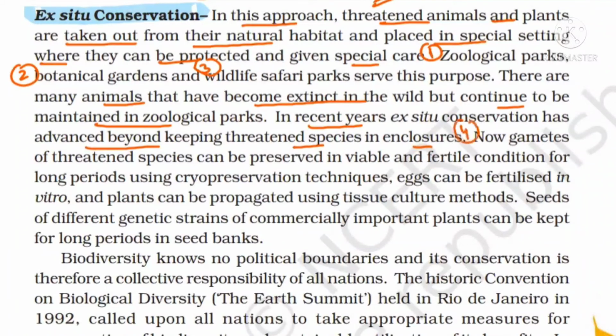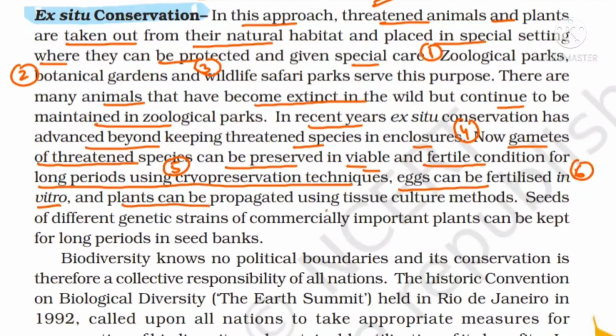So fourth is gametes gene bank. Gametes of threatened species can be preserved in viable, living and fertile conditions for a long period by using cryopreservation technique. So they are using cryopreservation to make a gene bank. Eggs can be fertilized in vitro. I told you in vitro fertilization is the starting of this topic, and I gave the list also. And they are propagating the plant by using tissue culture technique. The seventh is tissue culture technique. And seeds of different strains are also kept for a long period in the seed bank.